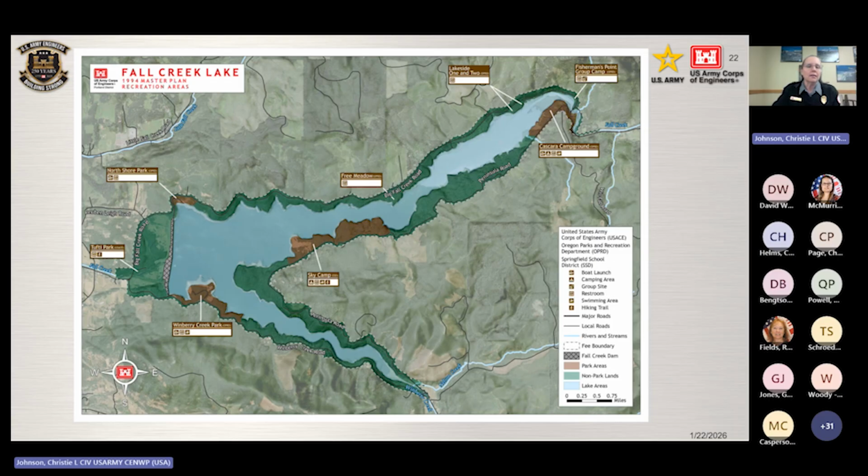You can see it there sort of in the south end of the upper arm of the lake. The only designated recreation area that the Corps manages is Tufti Park, which is below the dam on the north side.